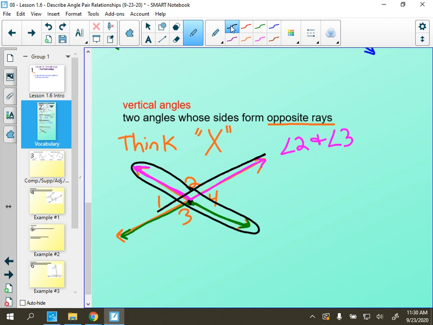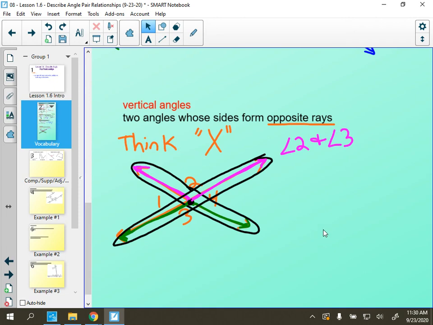Same thing happening here. I know it's a real technical definition, and you have to know what an opposite ray is, but I've got a pink ray headed this way and a green ray headed this way. They're all sharing the same endpoint, so it does fit our definition. I think it's more helpful to think of it as the letter X. I need to see the letter X to have vertical angles.